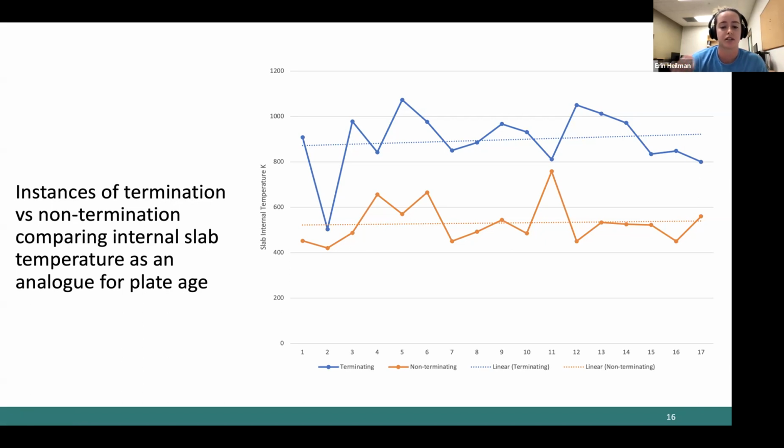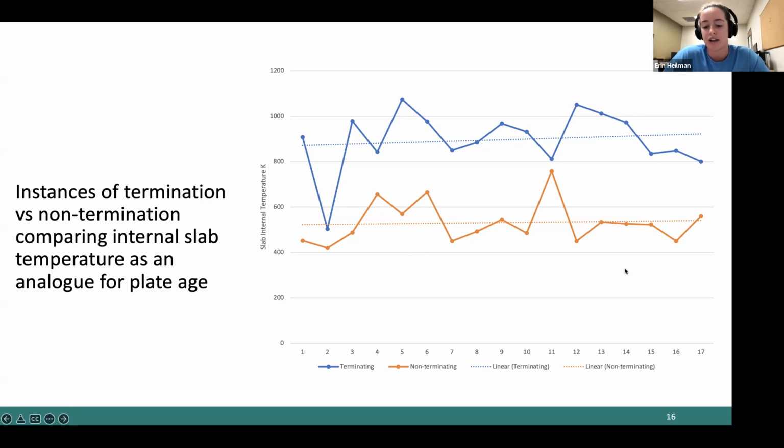And so thinking about the sort of young versus old in terms of temperature, we've compared instances of termination versus non-termination, looking at the internal slab temperature as an analog for plate age. So the blue here is going to be the terminating cases, and the orange is the non-terminating cases. So here's our temperature, and we can see in the terminating cases, the internal temperature of the slab on average is about 200 degrees higher than these non-terminating cases. So this is kind of where we get the idea from.